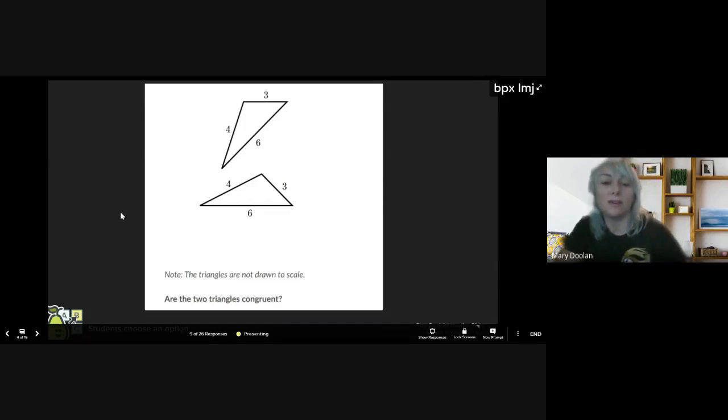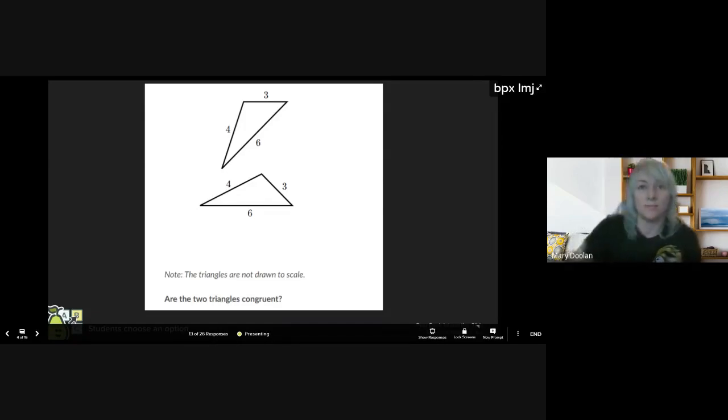So what do you think? Do you think that the two triangles are congruent? Just given the information that you see. They are not drawn to scale. One triangle has sides 4, 3, 6. One triangle has sides 4, 3, 6. Can we say the two triangles are for sure congruent? Yes, no, or not enough information. About 10 more seconds. Make a choice.